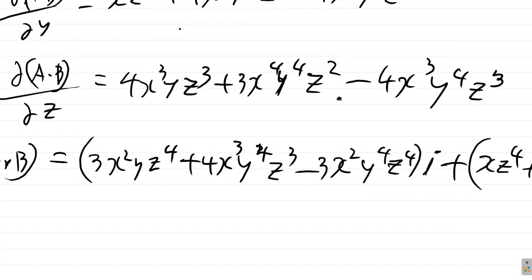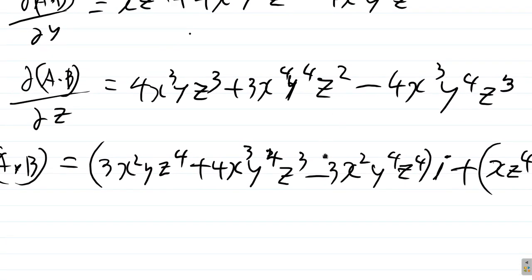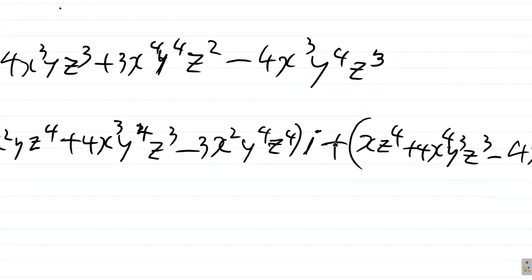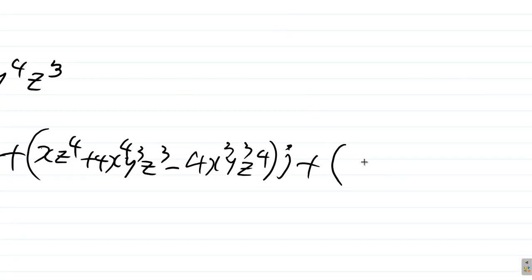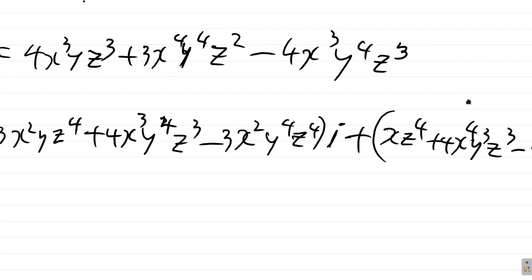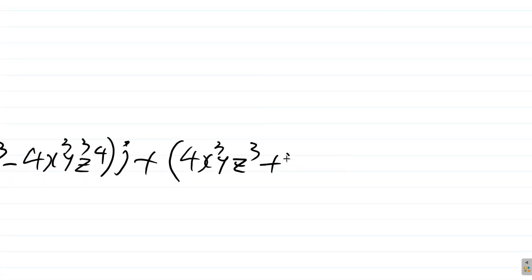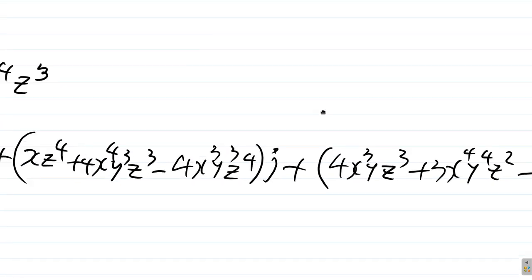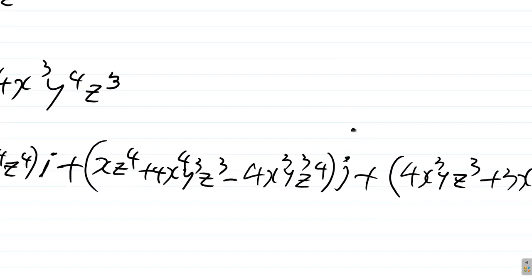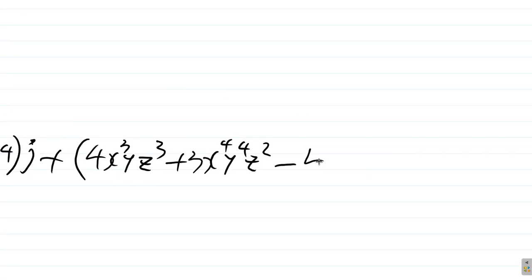the third part now, partial of A dot B by partial z k. So what we have is 4x cubed y z cubed, plus 3x to the 4 y to the 4 z squared, minus 4x cubed y to the 4 z cubed k.